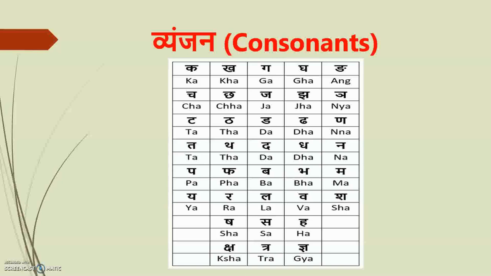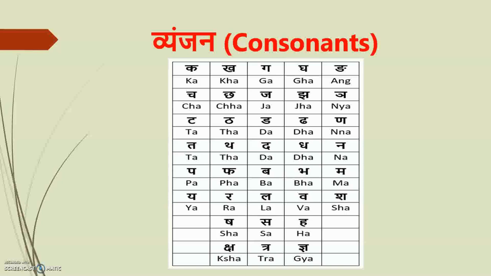Now let's go to the second row or the second group. The first one that we see in the second group is Ch. The next one is Ch. The one next to Ch is J. The next one is J. And the last one of the second row is near. So let's repeat the second row. The first one is Ch, the second one is Ch, then J, then J, and the last one that we see here in the second row is near.